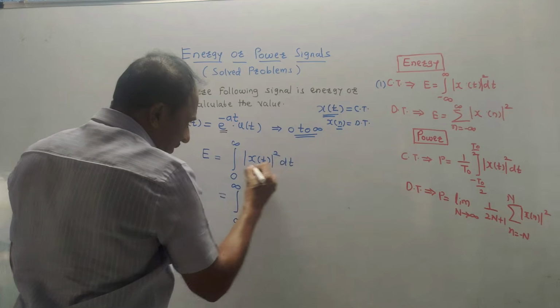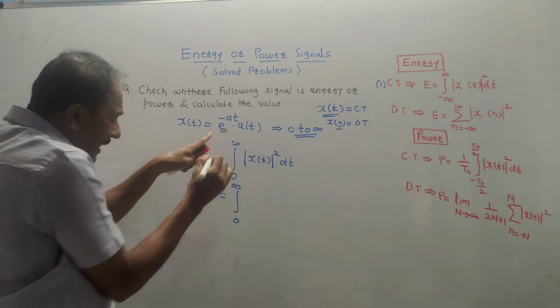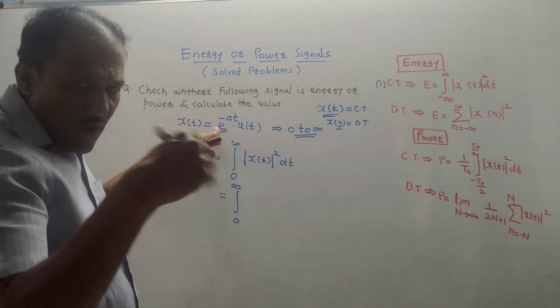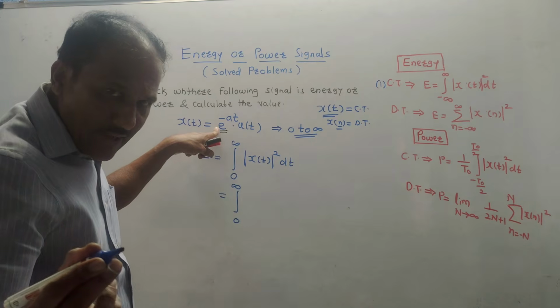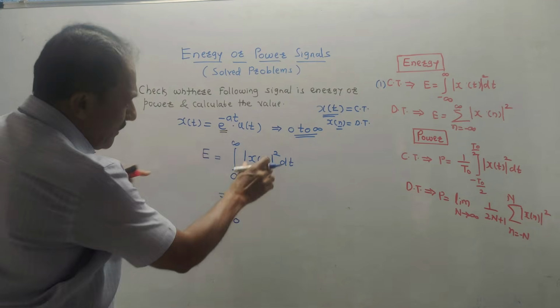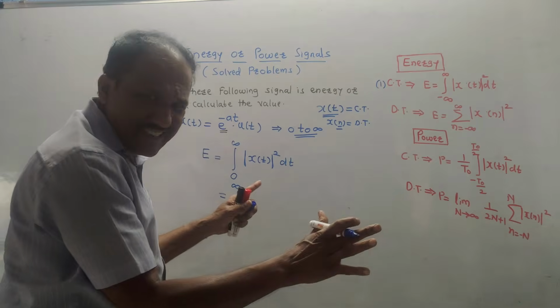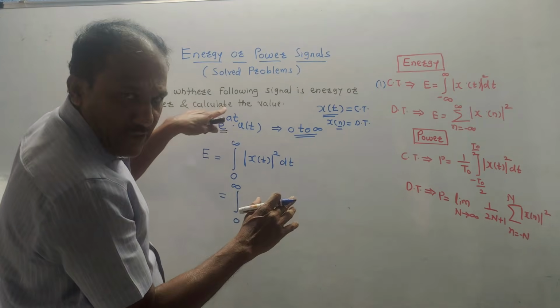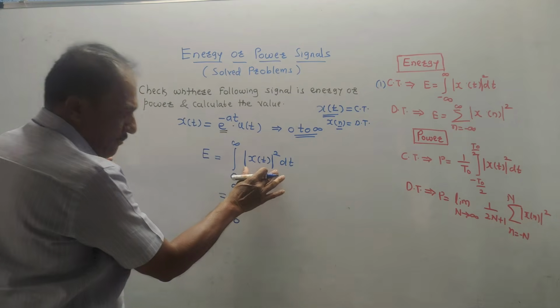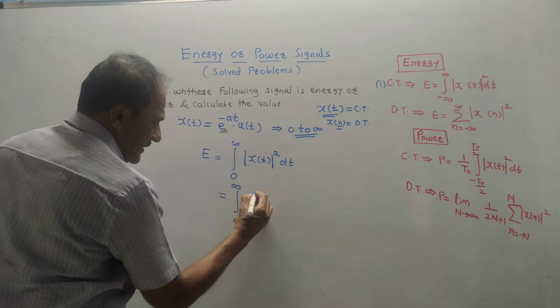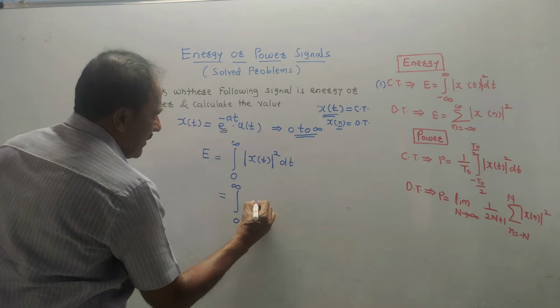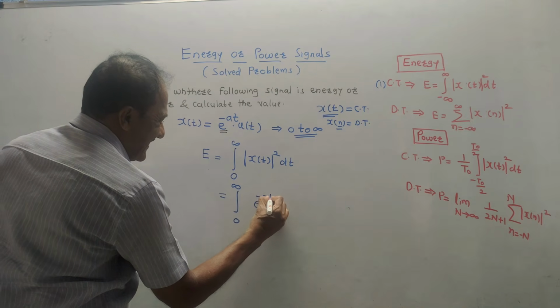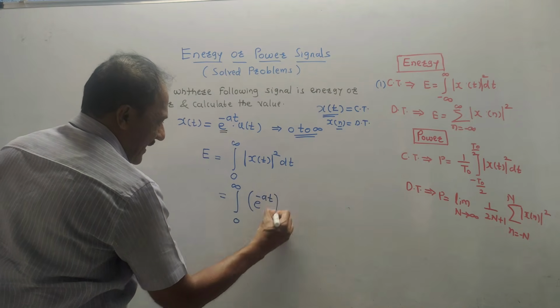This mod sign indicates that if the amplitude is negative, we have to make it positive. Here no amplitude is mentioned, which means the amplitude is 1. That's why this mod sign is there. The amplitude of the signal is not negative, the power is negative, so I'm not interested in the amplitude. So take the square of this signal. I will write it like this: it is e raised to minus at in brackets, squared.